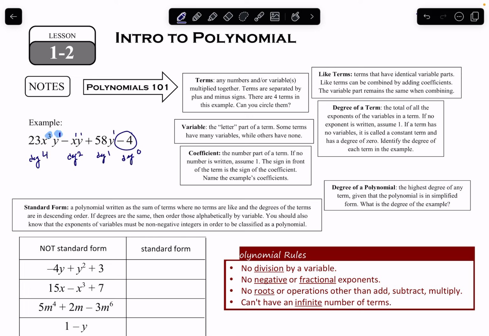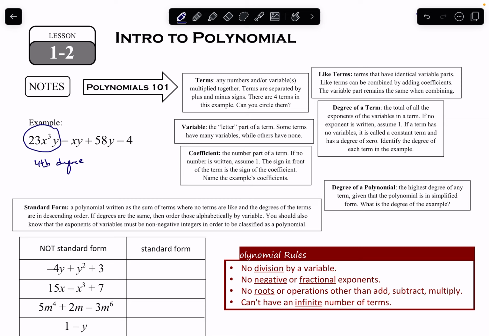All right. Now, the polynomial overall also has a degree. So each of these individual terms has a degree, but we also say that the entire polynomial has a degree, and that degree is based on the largest term's degree. So in this case, this first term had a degree of 4. So that's what we would say the polynomial has. We would call this a 4th degree polynomial because the largest degree in that polynomial is 4.